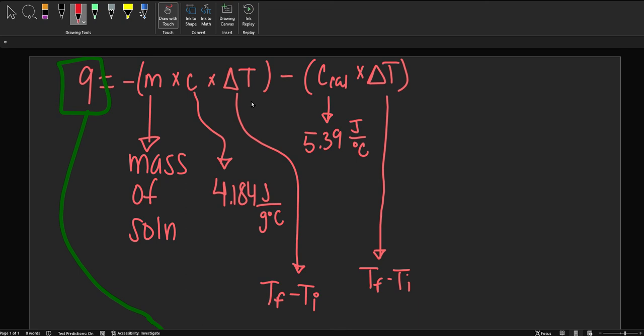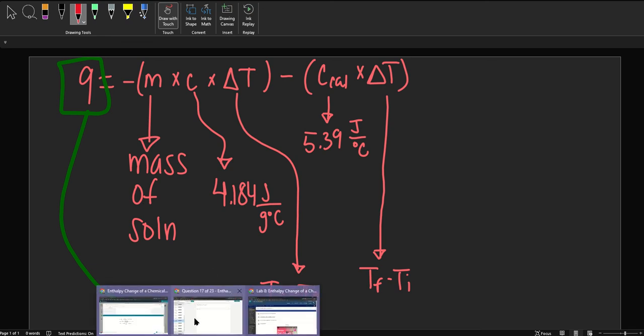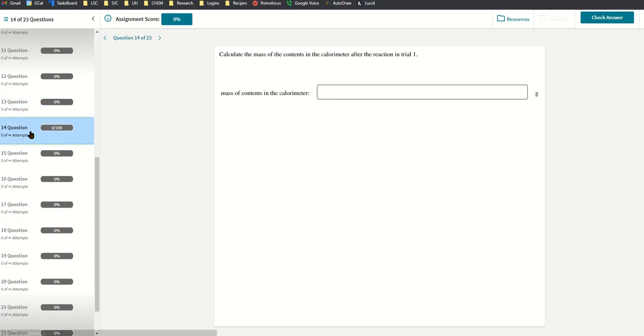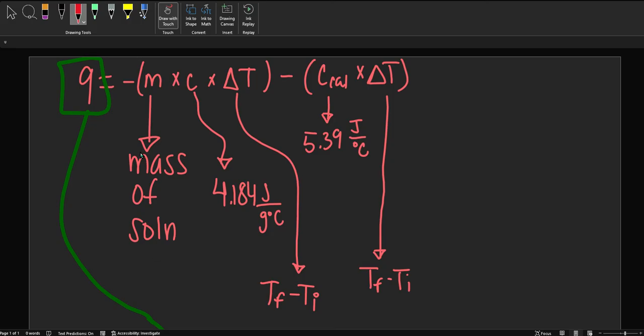So where are you getting all of this? So this right here is the mass of your solution after the reaction has happened, the mass of the contents in the calorimeter, which was on one of those questions. And I'll stop flipping back and forth right now, right here, question 14. So notice how this all kind of connects. So you need this value and then here, it connects to each other. Okay. So that was that.